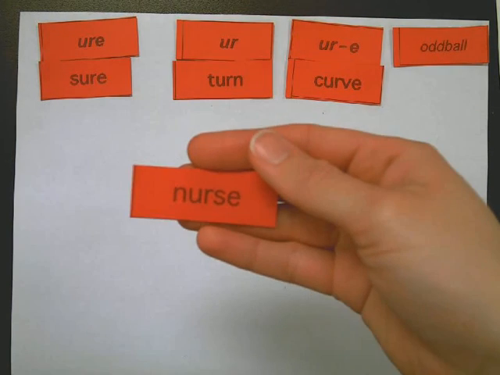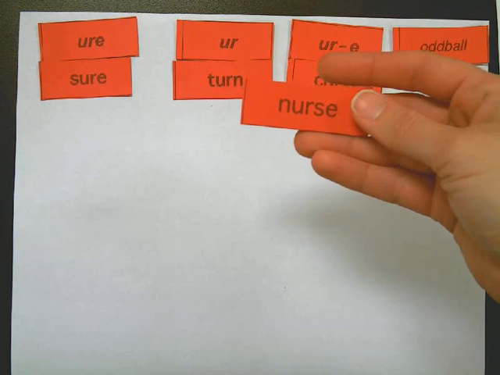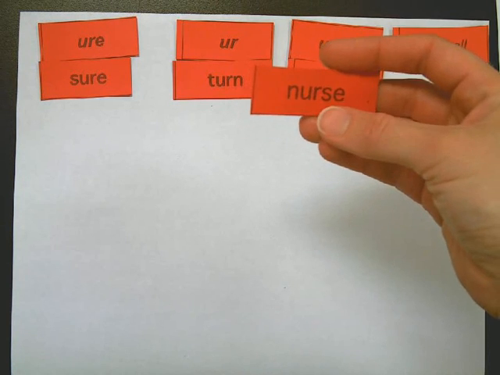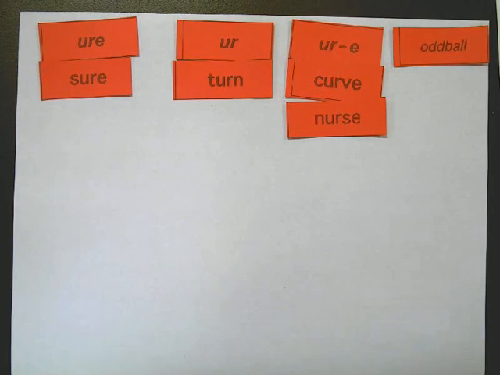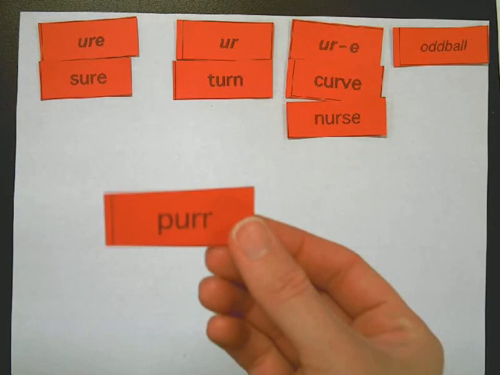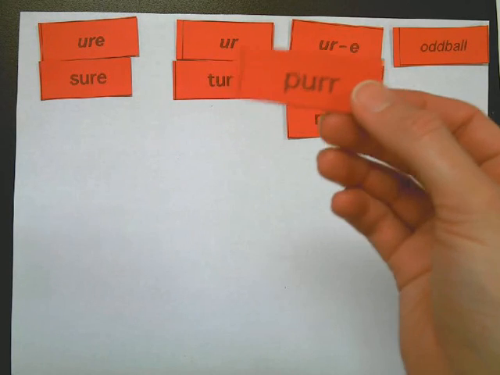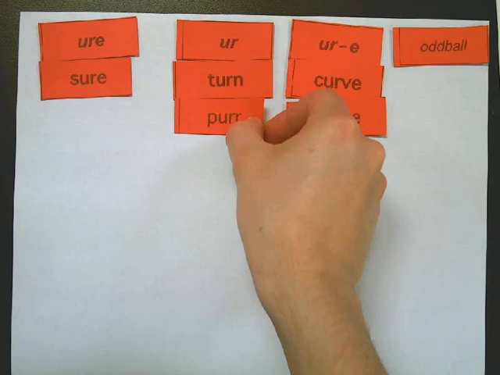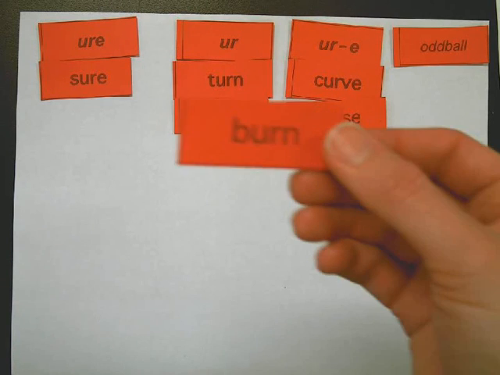This is the word nurse. I hear that sound, so I know that it goes over here. And then looking at the spelling pattern, I see UR consonant E, so I'm going to put it here with curve. Here's the word purr, like an animal that's purring. I hear that sound again, and I don't see any E at the end of the word, so I know that it belongs here, like in turn.